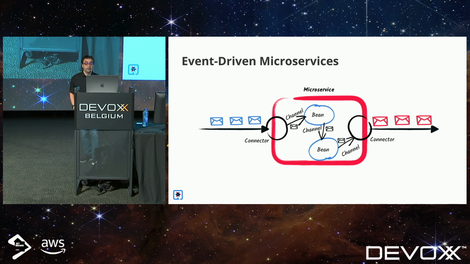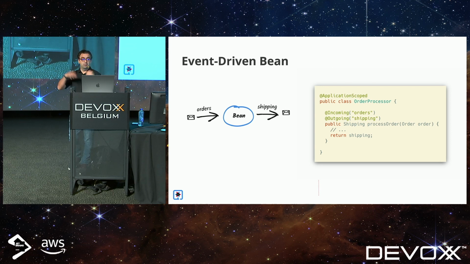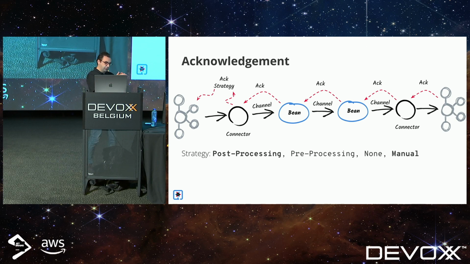So how does it work in terms of development model? Well, two new annotations, @Incoming and @Outgoing, they both indicate the channels you want to read and write. If the channel is managed by a connector, that might be your topic names, for example. And that's it, so orders can be my topic, shipping can be my topic, and boom, it will do the rest. It will handle acknowledgement for you. So meaning that when I receive something, I will keep track of where I am, the commit, the offset, and so on. And I will start the processing, and so on.